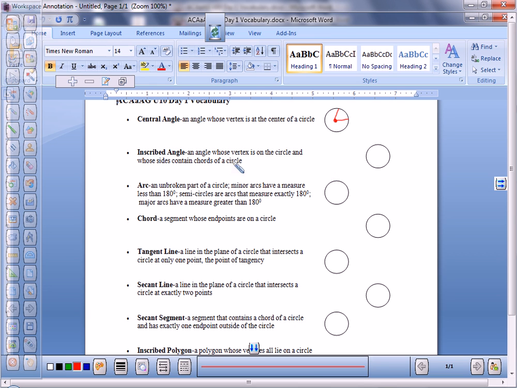All right, number 2, an inscribed angle is an angle whose vertex is on the circle. So we can have any 2 chords, and I'm going to jump down here to chord definition. A chord is a segment whose endpoints lie on the circle. So all you'd have is 2 little endpoints on the circle and connect the dots.